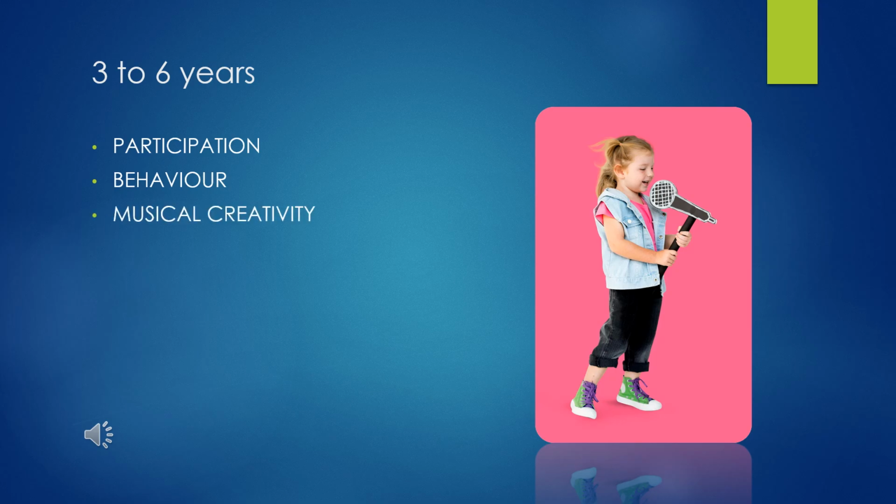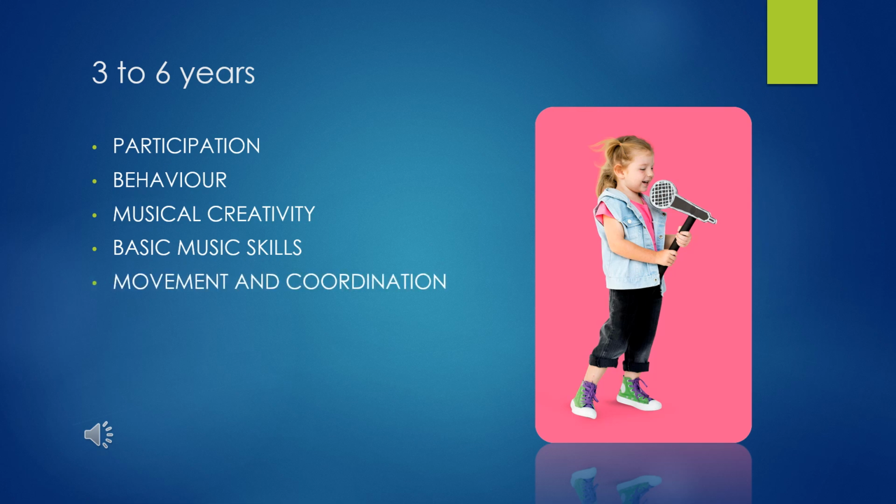3. Musical creativity. Assess children's exploration and creativity in music making activities such as improvisation, creative movement, and playing simple instruments. Look for signs of experimentation, expression, and enjoyment as children explore different sounds and musical ideas. 4. Basic music skills. Evaluate children's development of basic music skills such as singing in tune, keeping a steady beat, and responding to musical cues. Notice improvements over time in areas like rhythm, pitch, and coordination as children gain confidence and experience.